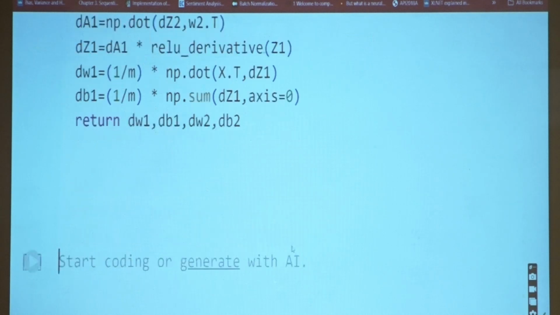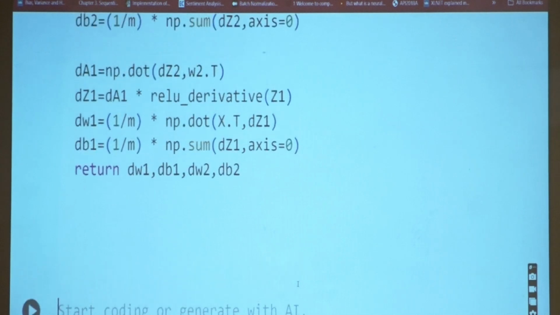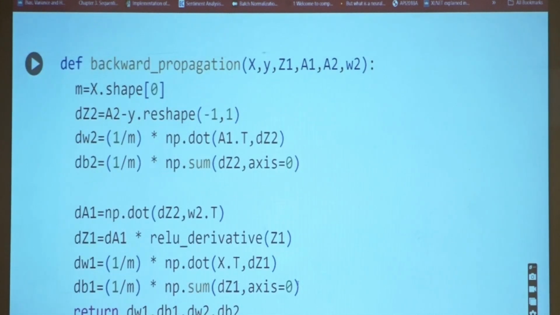Why am I taking axis equal to 0? I told you in the last class what axis equal to 0 is and what axis equal to 1 is. Selecting one particular only row or only column.